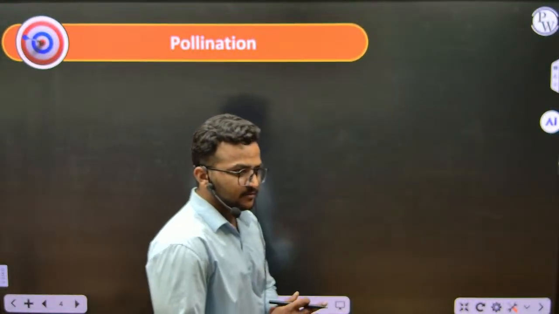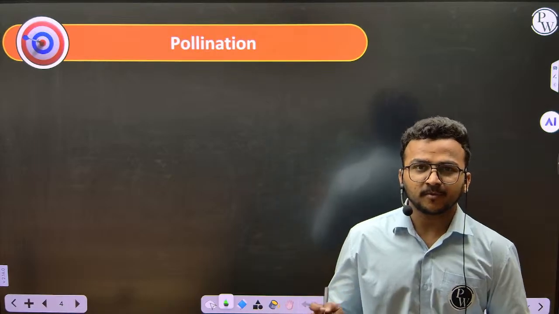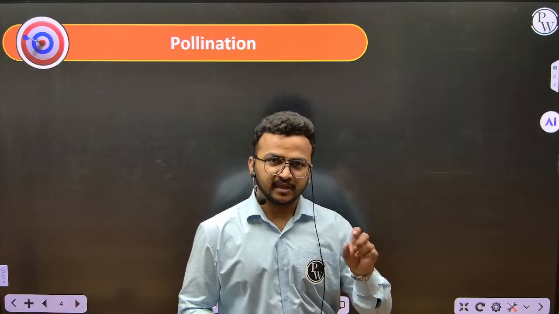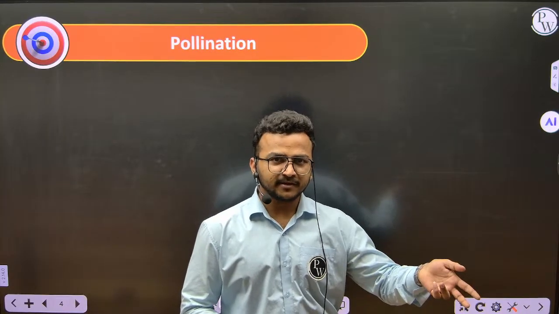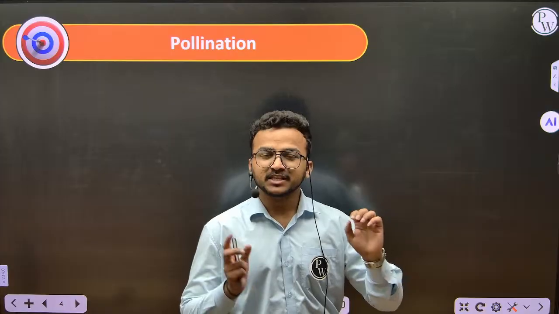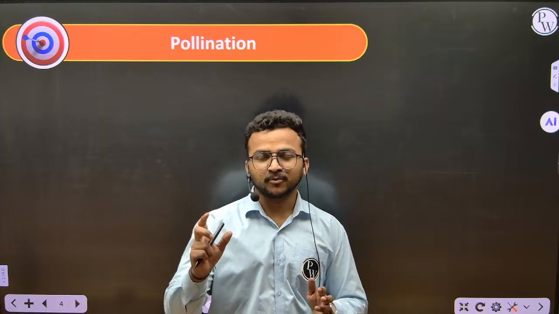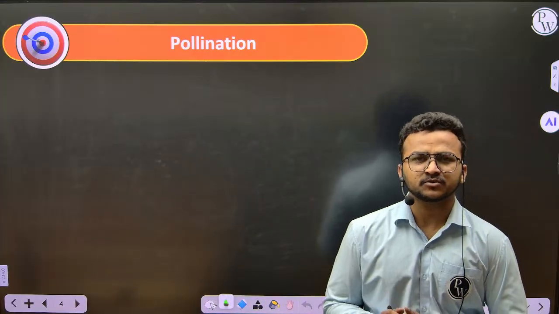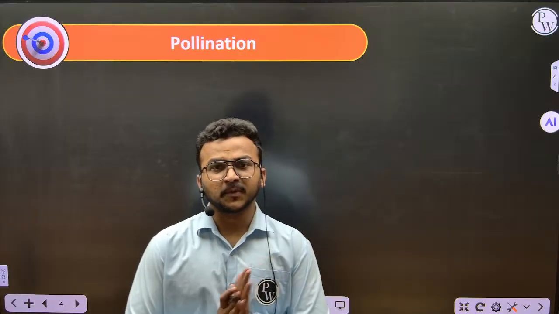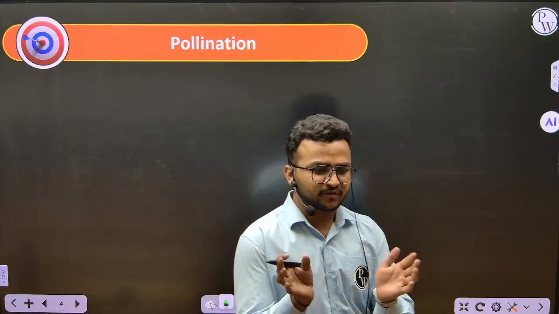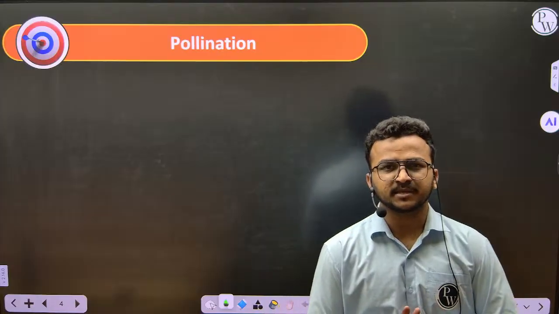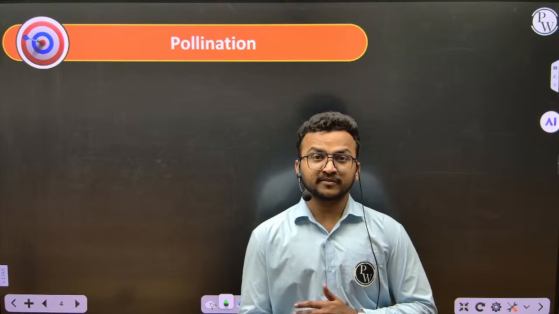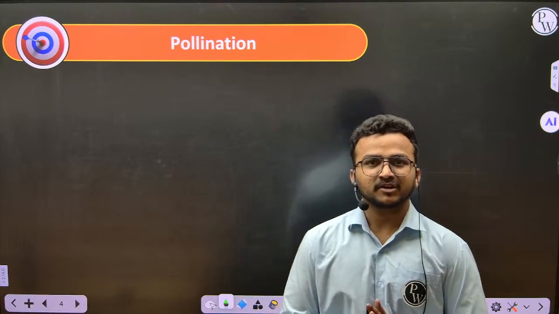So, pollination we have seen is the transfer of pollen grains from anther to the stigma of the same flower, of the same plant, or of a different plant of the same species. These are the conditions you need to remember. You may get confused there, but once you see the diagrams, it is easier to understand. This process of transfer of pollen grains from anther to the stigma, we call pollination.